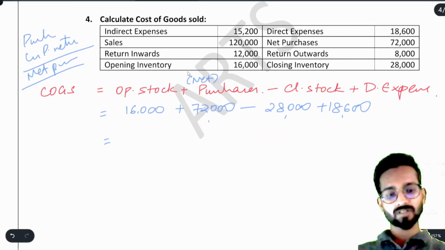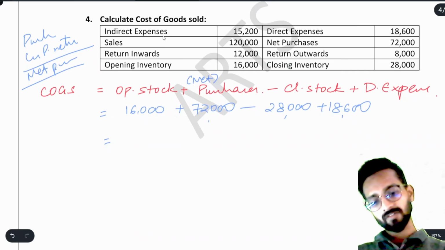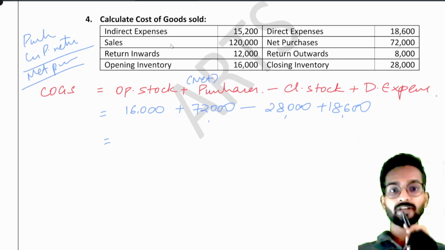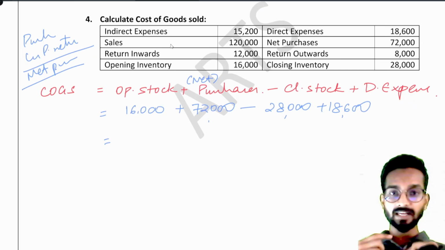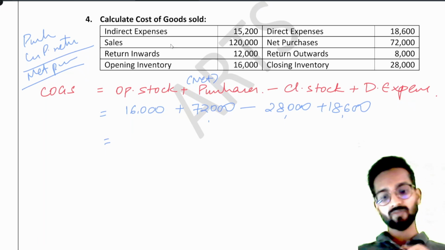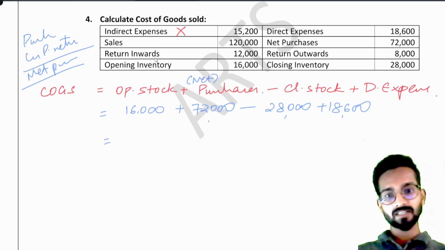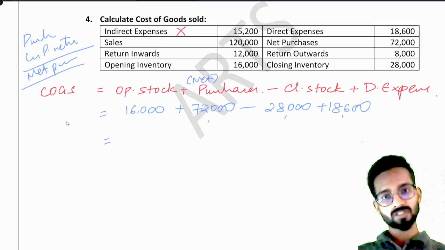As soon as I write this, a student tells me, sir, but there is so much data given in the question. Let's read that. First is indirect expenses. I have already told you, trading account will record only direct expenses. What is direct expense? Which is directly related to buying and selling of goods. So indirect expenses are not included. Return inwards means sales return. Can you see sales return in our COGS formula? No. So do not use that.